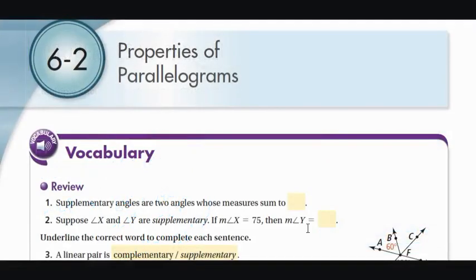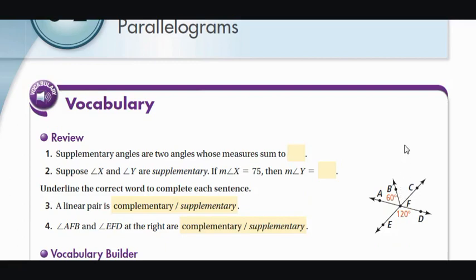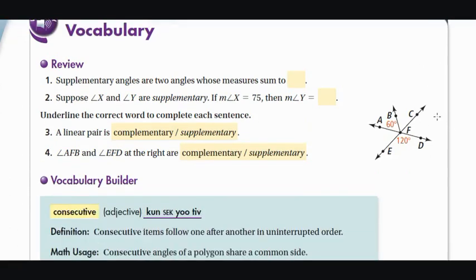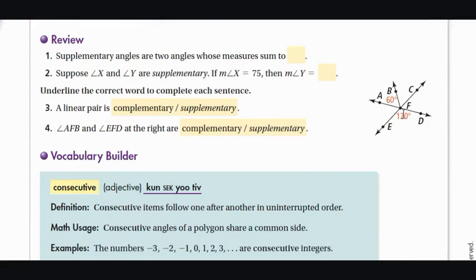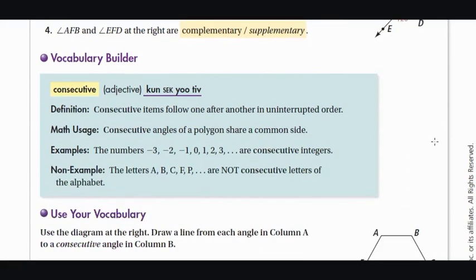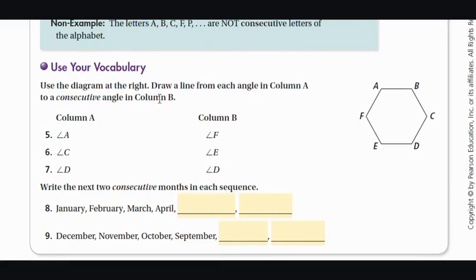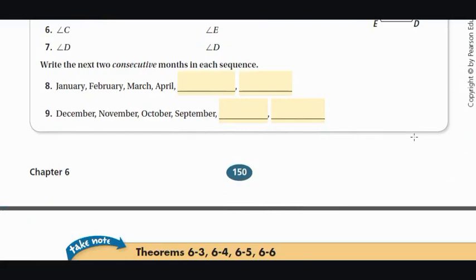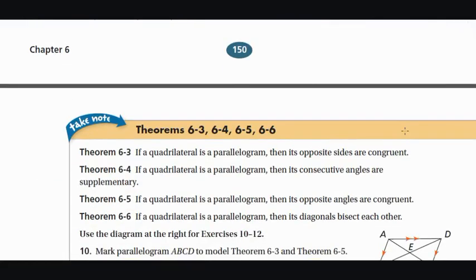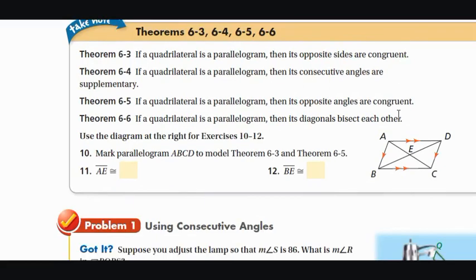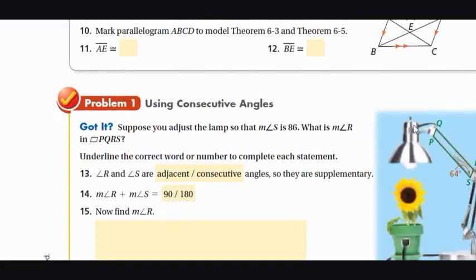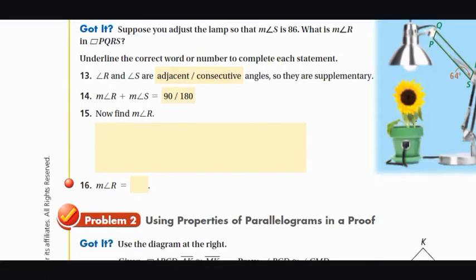Here's a view of your homework. You start off with reviewing vocabulary. What are supplementary angles? What do they sum to? And then different examples of using supplementary angles. In the vocabulary builder, you're talking about what consecutive means, and then you're going to use that term consecutive to make conclusions about another shape. Then you're going to use the theorems and properties that we talked about in the lesson to answer questions about certain problems and examples.